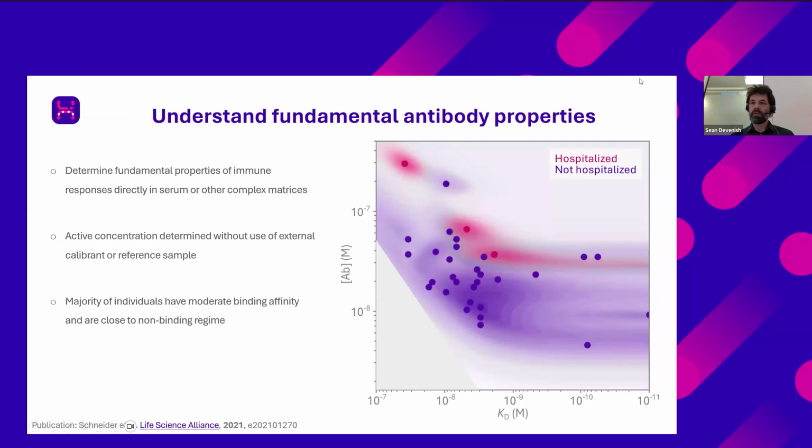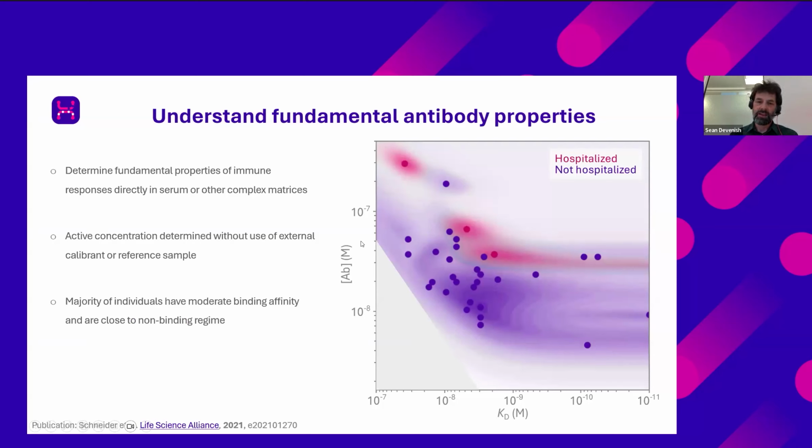This was during the COVID pandemic, and we're looking at survivors, people post-COVID infection, and characterizing their response against the wild type virus. You can see here we've got about 30 individuals, and the vast majority of them were not hospitalized, and 3 of the individuals were hospitalized.